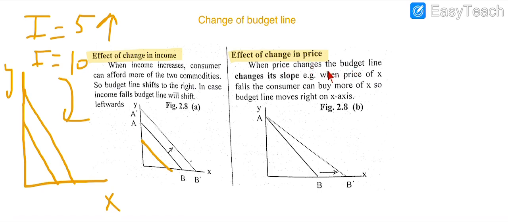Now, besides a change in income, the budget line also changes due to a change in price. When price changes, the budget line actually rotates its slope; it does not shift upward. When the price of X falls, the consumer can buy more of commodity X, so the budget line moves right on the X-axis. You can see here, this was AB, our initial budget line, and if the price of X falls, the budget line rotates its slope towards X like this.